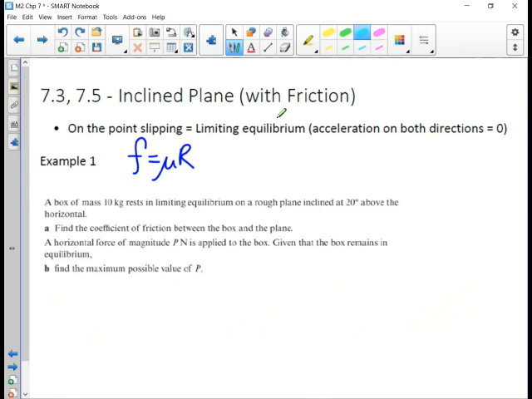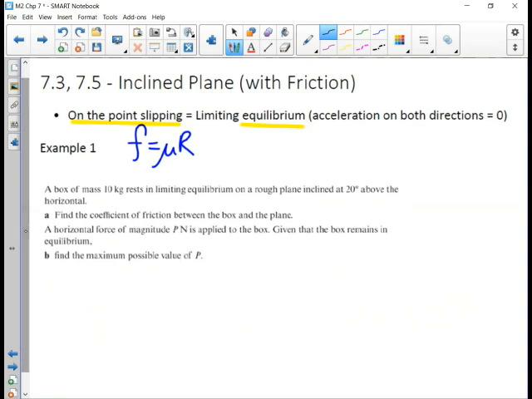when you say on the point of slipping, that's the same as saying limiting equilibrium, the same as the word equilibrium. So on the point of slipping, that means you're about to slip, but you're not. So we don't care if the object is about to slip. All we care is, it's not moving. If it's not broken, don't fix it. That kind of concept. So it's not moving. Who cares if it's on the point or not?